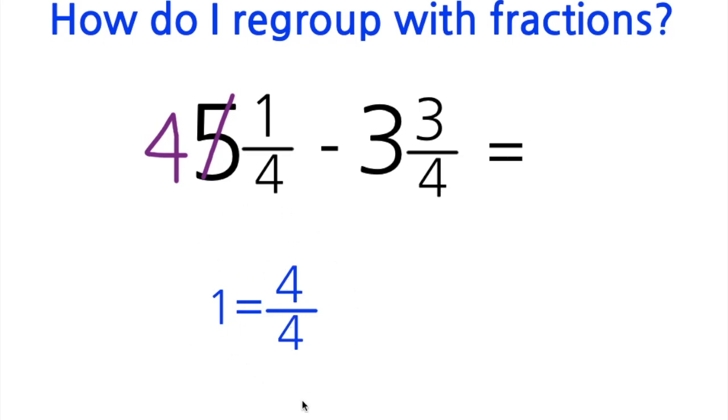It's the exact same value. I'm just making it look like a fraction since I'm giving it to a fraction. And when I take 4/4 and give it to 1/4, I now have 5/4. So now my numerator has a large enough value for me to subtract. So I would have 4 minus 3, which is 1, and 5/4 minus 3/4, which equals 2/4.